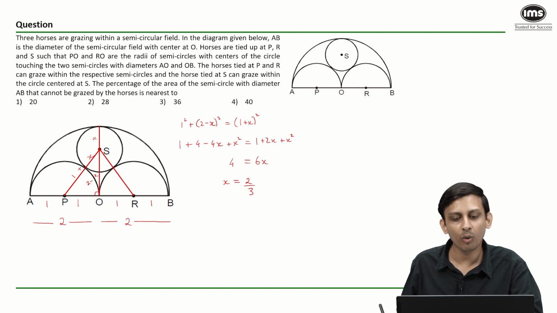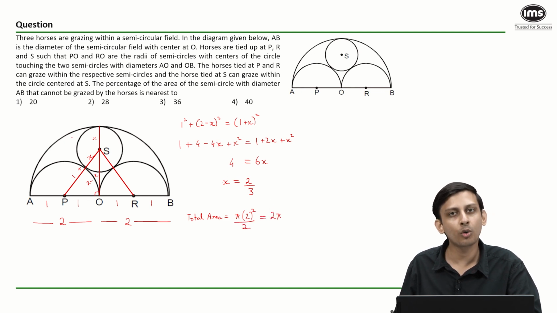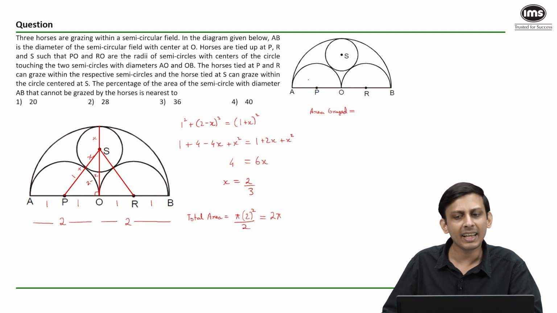If we first focus on the total area, the total area will be the area of the larger semicircle. Area of a semicircle is pi into radius square by 2. The radius of the larger semicircle is 2, so pi into 2 square by 2, which is 2 pi. So 2 pi is the total area. Out of this total area, what is the area that will be grazed? Area grazed will be the area of the two smaller semicircles and the area of the circle.